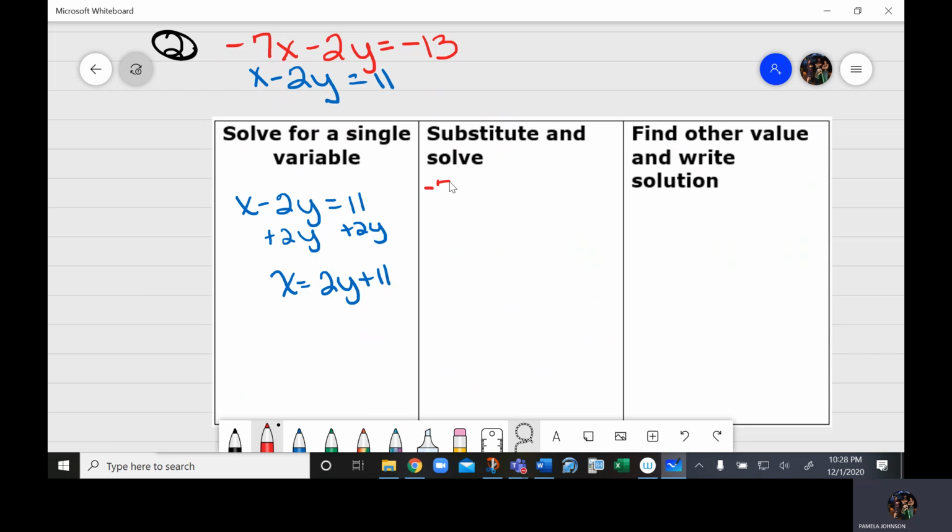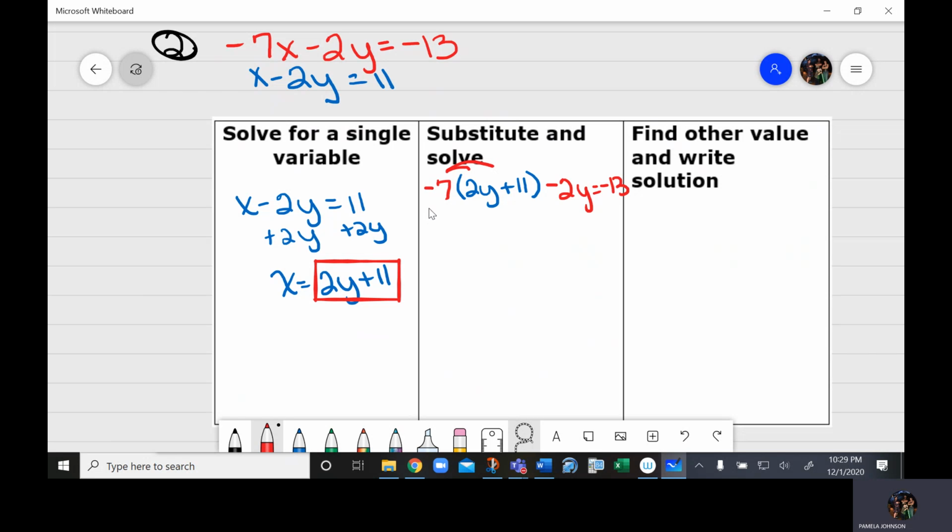So I'm going to take my negative 7, and instead of putting an x, I'm going to put 2y plus 11. And I'm going to finish out my equation there. So minus 2y equals negative 13. Once again, I'm going to simplify that left side. I'm going to distribute that negative 7 and then combine any like terms I have.